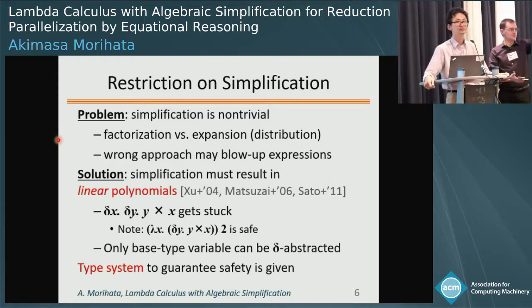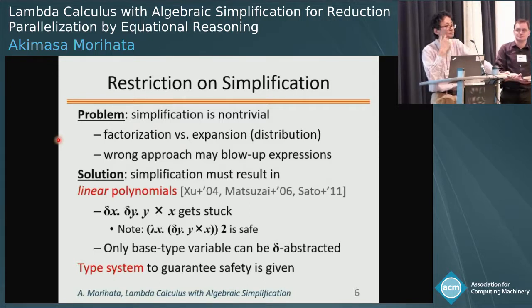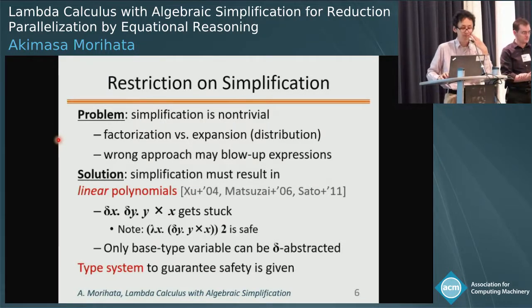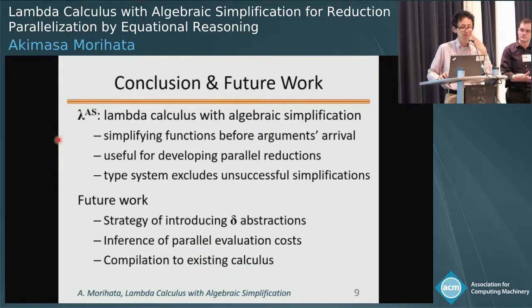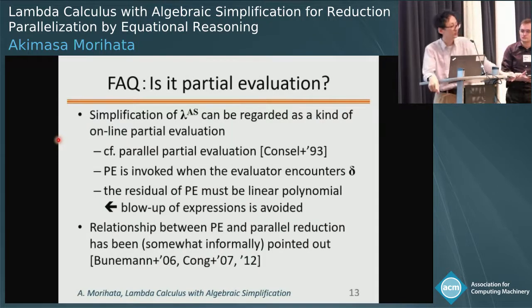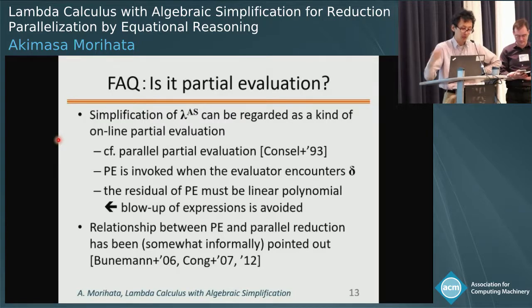Question from the floor. Why did you pick doing simplification based on equational reasoning rather than doing some form of partial evaluation? Like you could evaluate partially and just stop the evaluation when you can't go forward anymore. Okay, so this is a FAQ. Actually, this simplification is very related to partial evaluation, and especially online partial evaluation. I would like to say that it is just a partial evaluation, but of course there exist some subtle differences.